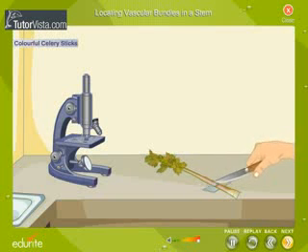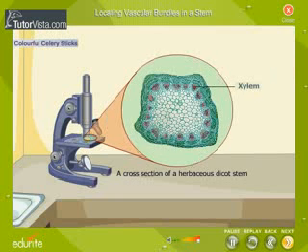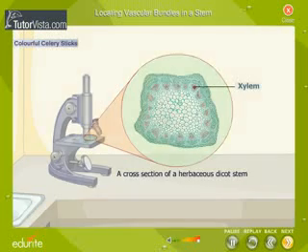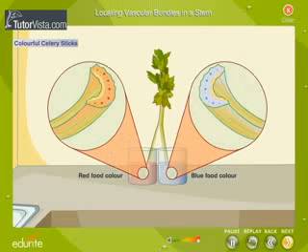If we now cut a section of the celery stick and observe it under the microscope, we will find that the xylem cells in the stem are stained red. If you split up the lower end of the celery stick and place it in 2 colors, you will see both the colors in the celery sticks.